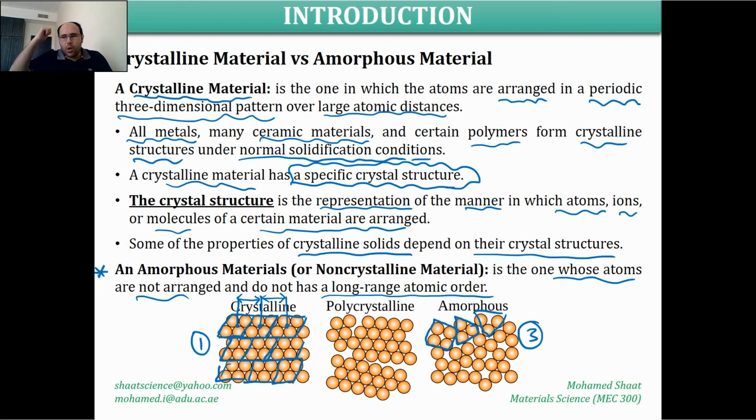This is what distinguishes amorphous material from crystalline material. Remember that all metals are crystalline. Some of the ceramics are crystalline, some of them are amorphous. Glass, for example, is amorphous. Atoms inside the glass structure are very random. There is no specific arrangement, no periodic structure, no crystal structure for glass. Glass is a ceramic material, yes, but it is amorphous, not crystalline.